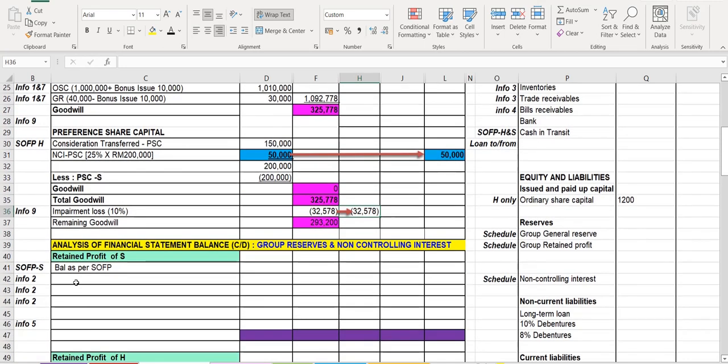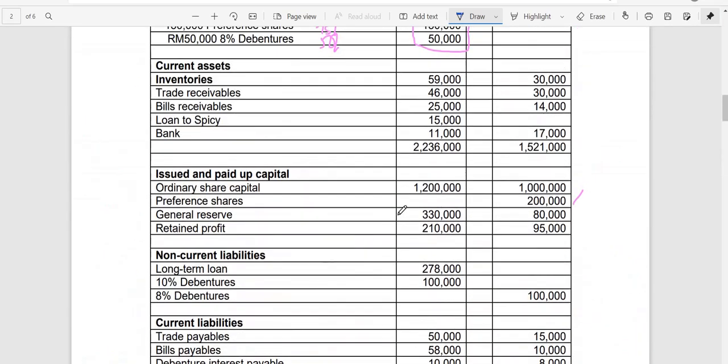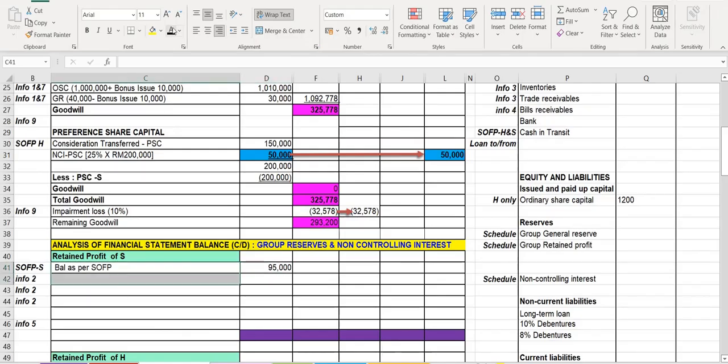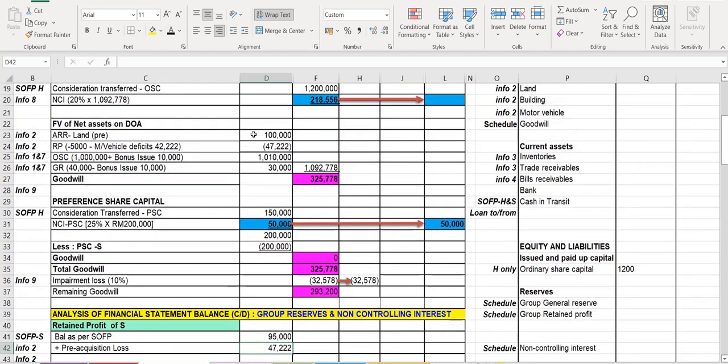Then you will proceed with the analysis of financial statement, which is preparing the second part of the schedule, which is starting with the retained profit of the subsidiary. So first you take the balance as per the given in the statement of financial position, which is the balance here. This balance, that is 95,000 balance carried forward. Then you need to go and take into consideration the adjustment that you earlier did for your fair value of net asset relating to the retained profit that has a debit balance. Remember, I told you retained profit that has a debit balance is actually a loss. So pre-acquisition loss of 47,222.